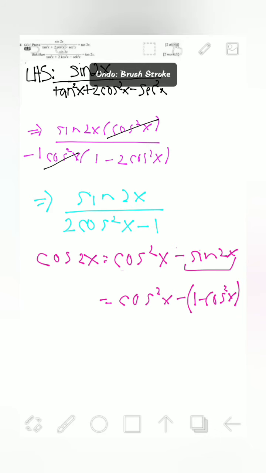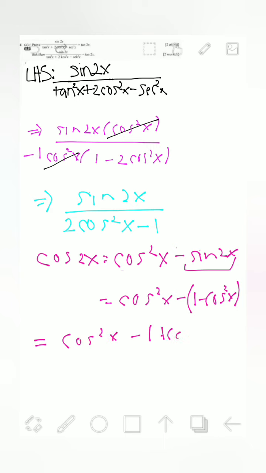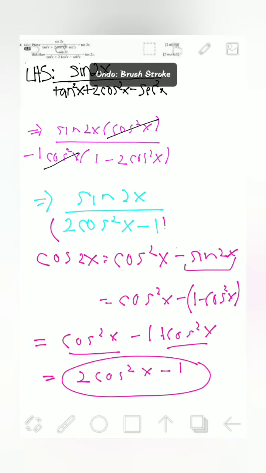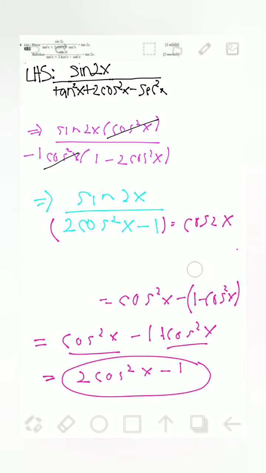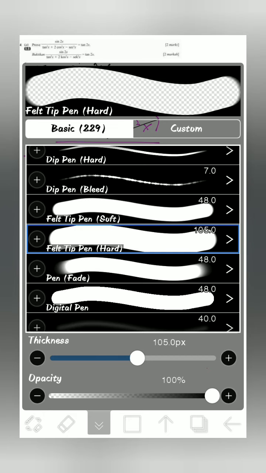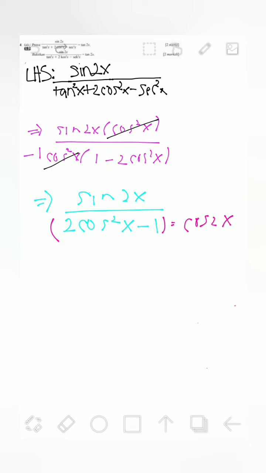I hope you understand that. So this is cos square x minus 1 plus cos square x. So cos square x plus cos square x is 2 cos square x, minus 1. So here you have this identity, which is nothing but cos 2x, isn't it? So I can replace this here with cos 2x. And this actually simplifies to be, maybe I can use another color for this. Okay, green. Sine 2x over cos 2x.